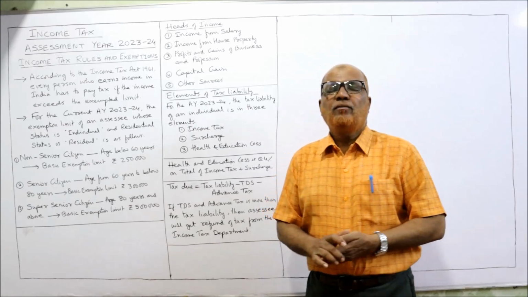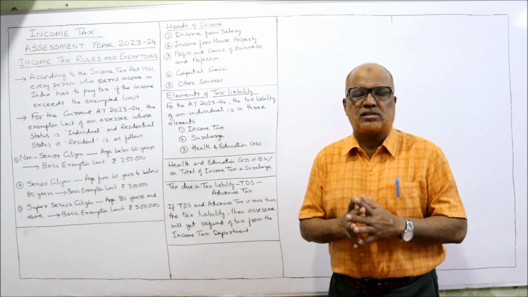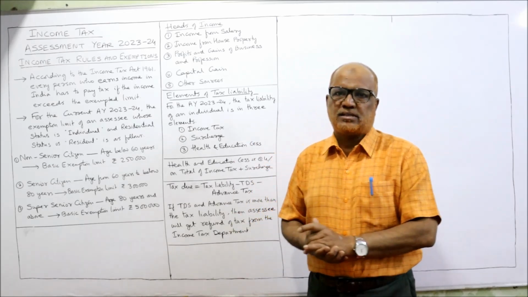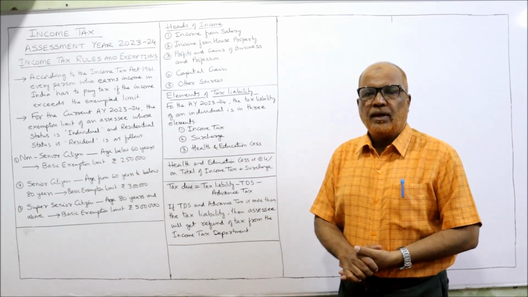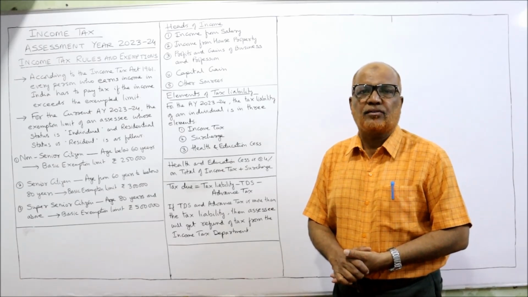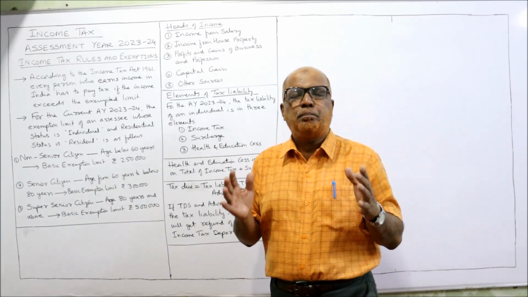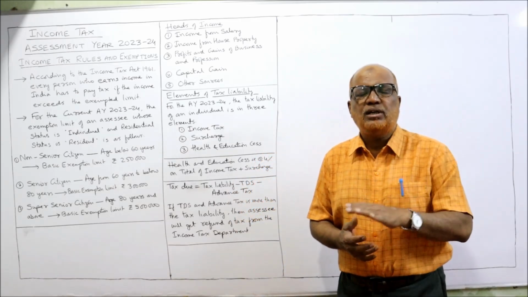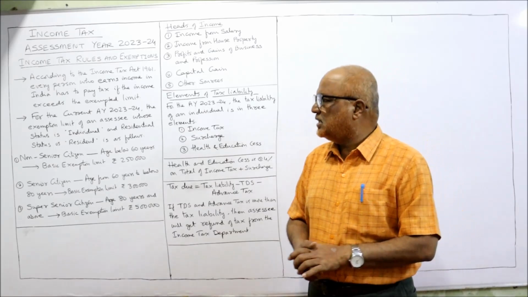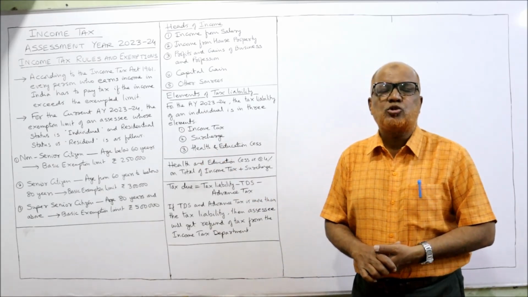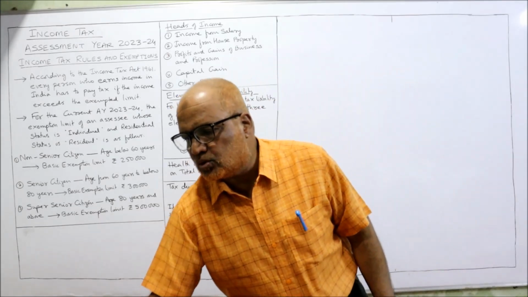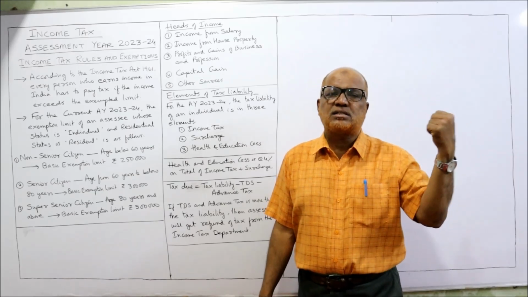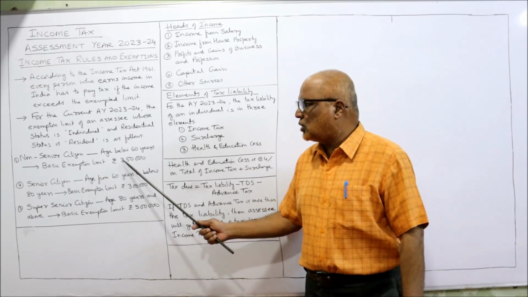We classify the persons, individuals, into 3 categories. Non-senior, senior and super senior. So who is a non-senior? Age below 60 years. So Income Tax Act says any person, whether men or women, the age below 60 years will be called as non-senior citizen. And the basic exemption limit is 2,50,000. The same basic exemption what we have in the last assessment year. This assessment year also same.